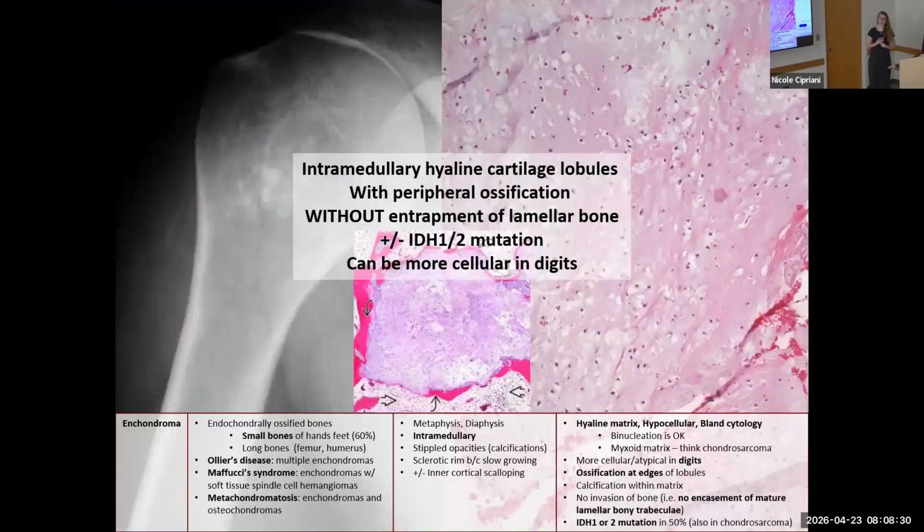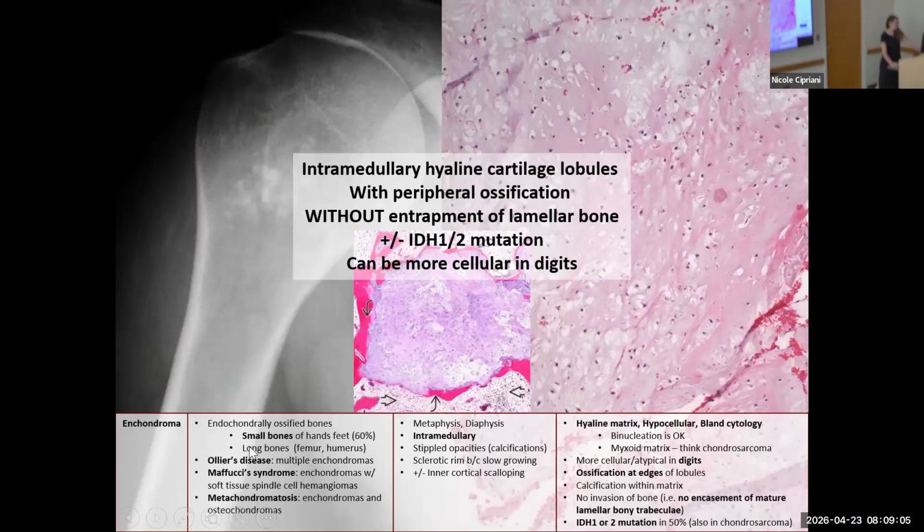Enchondroma: intramedullary, hyaline cartilage, lobulated with peripheral ossification, but no central entrapment of lamellar bone. You can have woven bone or mineralization being deposited, but you should not have it entrap or invade or surround pre-existing lamellar bony trabeculae. Otherwise, that's chondrosarcoma. These in the proximal areas, like you see here in the humerus, tend to be less cellular. In the distal digits, they tend to be more cellular and still benign.